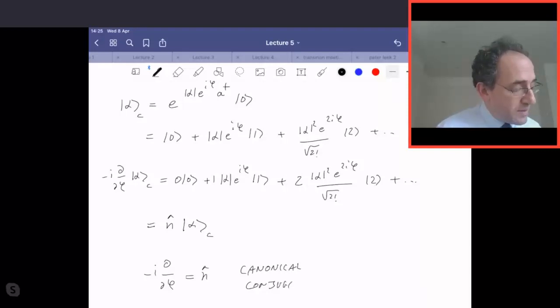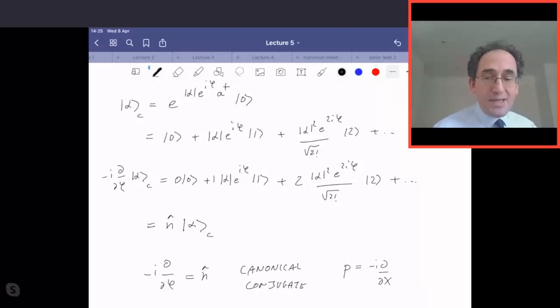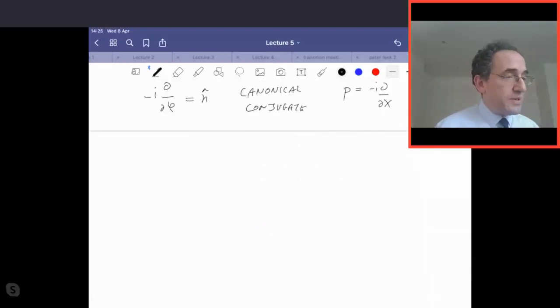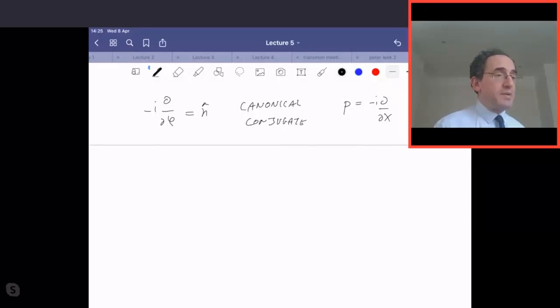Conjugate pairs, just like P and X. Remember that P is minus i d by dx. The same way here, N is minus i d by d phi. Okay, so that's a useful piece of information to keep in mind.